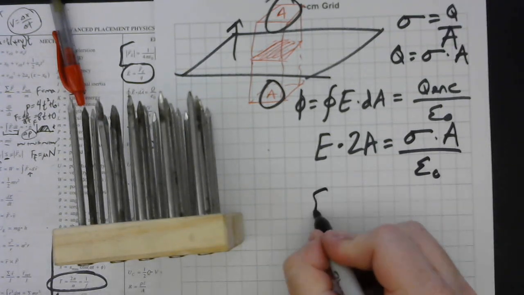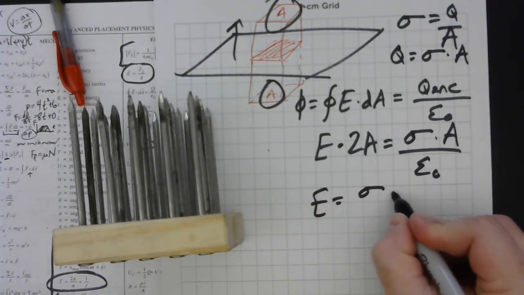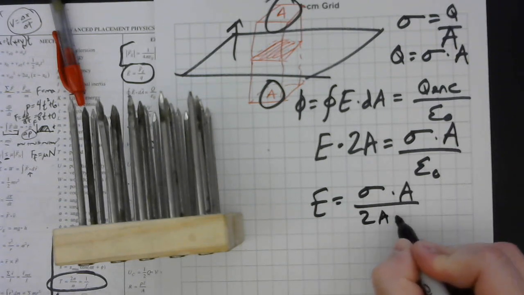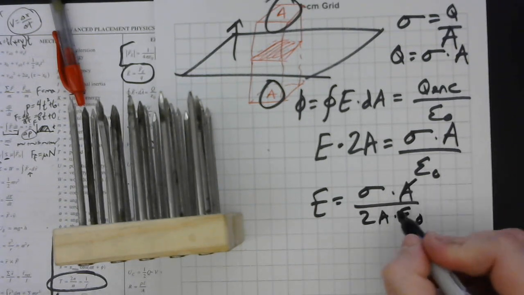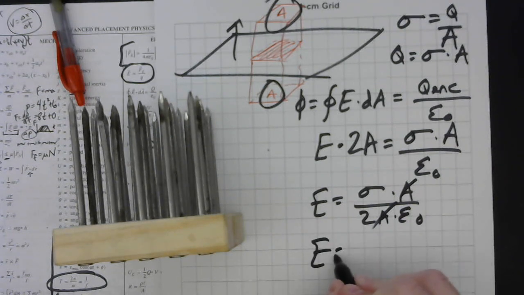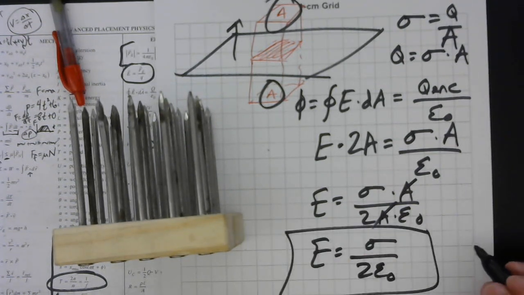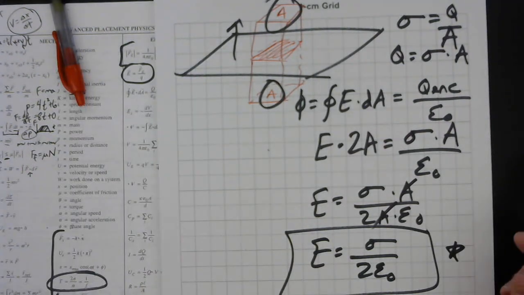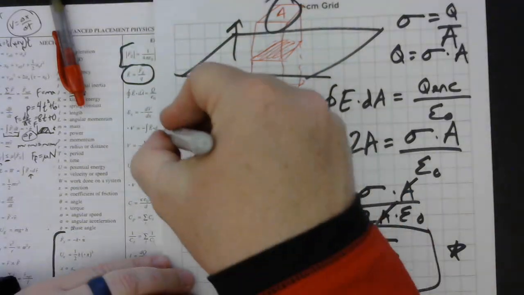So now when I solve this, I get E equals density times area over 2 areas times epsilon. The A's cancel, so I end up with an E field of density over 2 epsilon. A lot of students every year will be like, I should probably memorize that. And I'm like, that's a good idea. But sometimes, guys, these are super complex.